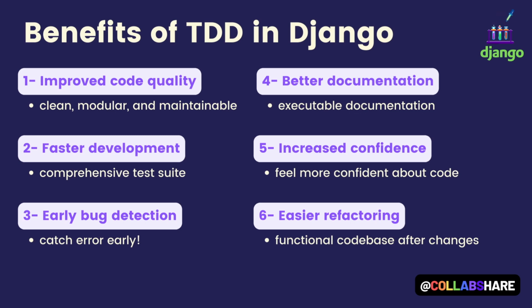The next benefit is early bug detection. TDD helps detect bugs early in the development process when they are easier and less expensive to fix. When developers write tests first, they can catch errors before they become deeply embedded in the code base.